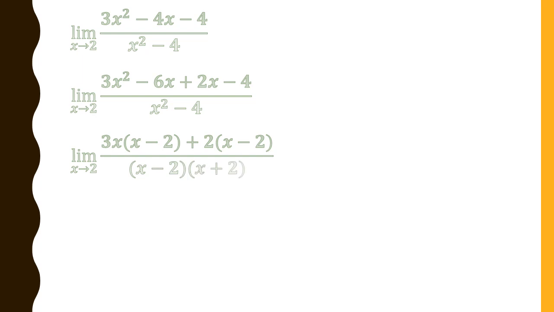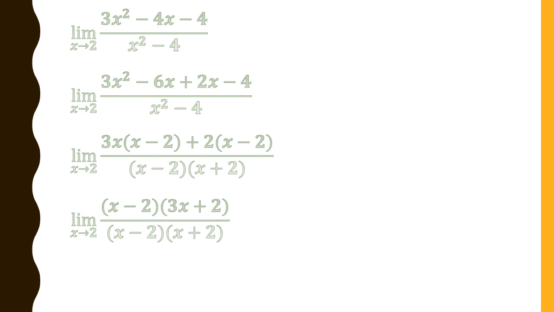In the numerator 3x will be common and 2 will be common, so I will get (x − 2) in the brackets, and in the denominator x² − 4 will be split into (x − 2)(x + 2). Now in the numerator we take 3x + 2 as common, so (x − 2)(3x + 2) divided by (x − 2)(x + 2). So we can cancel the (x − 2) of the numerator and denominator, and we will be left with a simple function: limit x tends to 2, (3x + 2) divided by (x + 2).